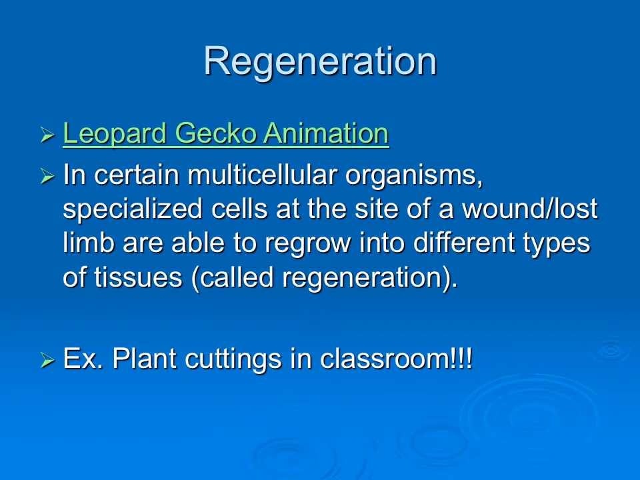So in certain multicellular organisms, there are specialized cells at the site of a wound or a lost limb, and these are able to regrow into different types of tissues, and this is what's called regeneration. Examples that are in the classroom are the plant cuttings that are on the low lesson table that are sitting in a glass of water. So I broke those off of a big plant and set them in water, and they are regenerating themselves.